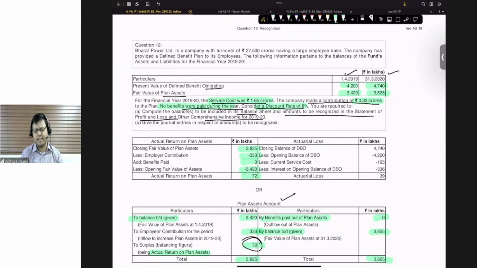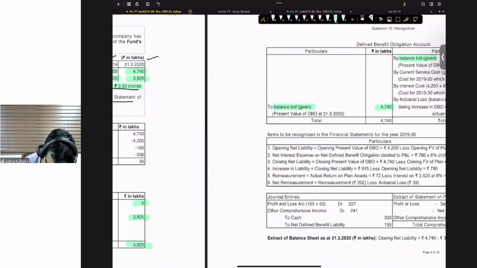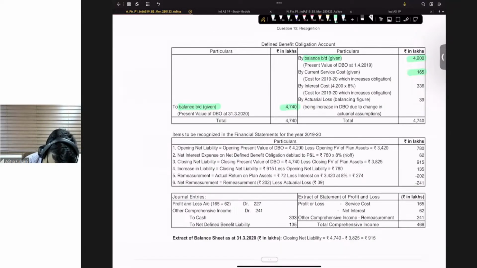You will have to increase the liability. It is the unwinding of the discount. So 4,200 opening obligation multiplied by 8% gives rise to 336. And finally, when you balance this, you get a balancing figure, which is your actuarial loss. Why actuarial loss? It's increasing the obligation.